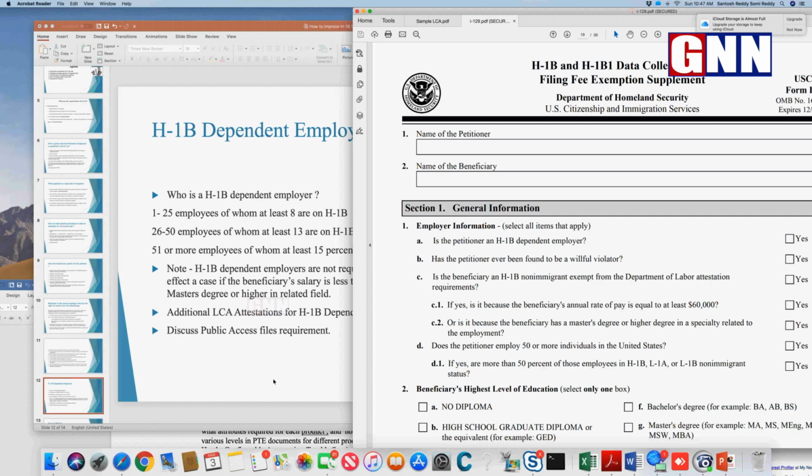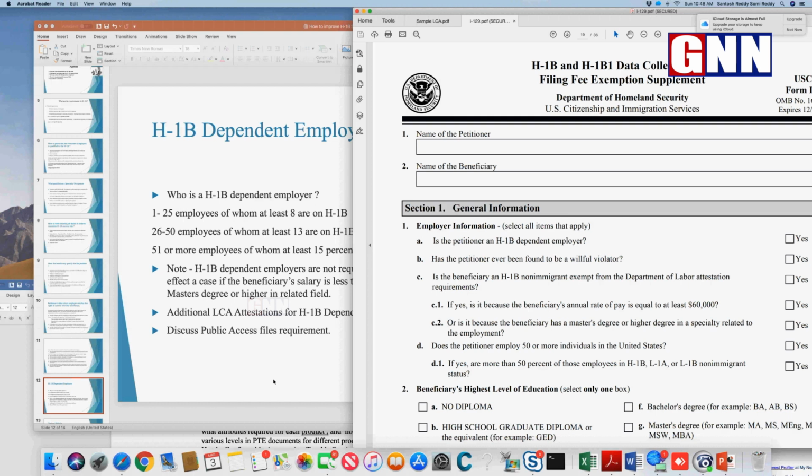Is that clear? It's clear. It's a little tough to do. Well, see, most of the H1B dependent employers would be paying at least 60K, right? Yeah, then it's an exempt position, so you don't have to worry about that. Only if you are paying less than 60K, then all this will come into picture. Yeah, none of ours are under 60K.